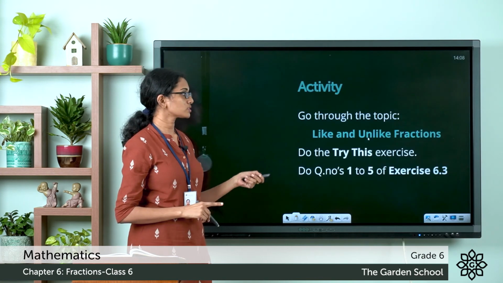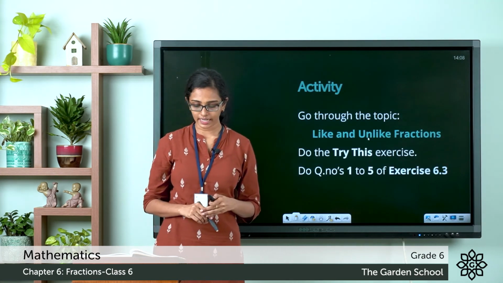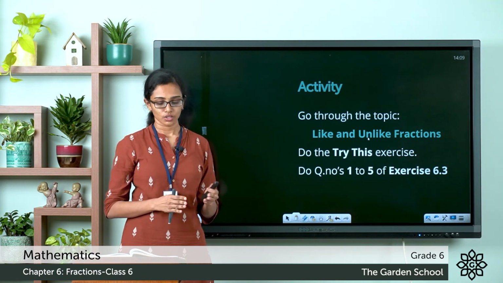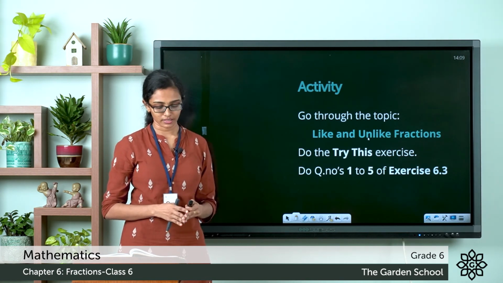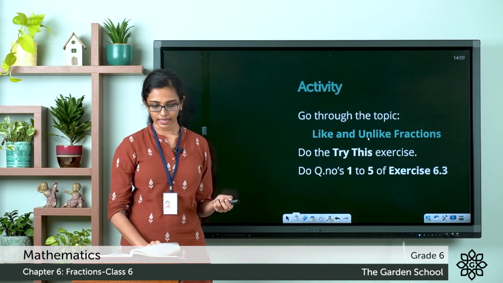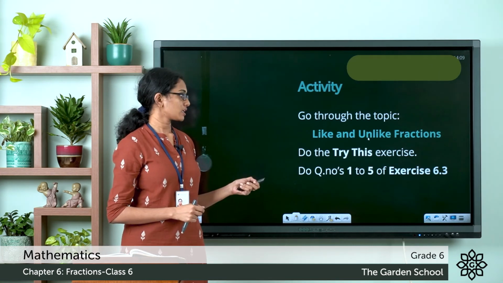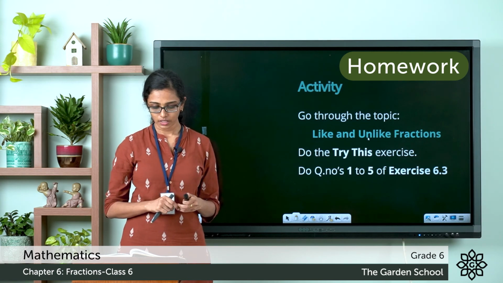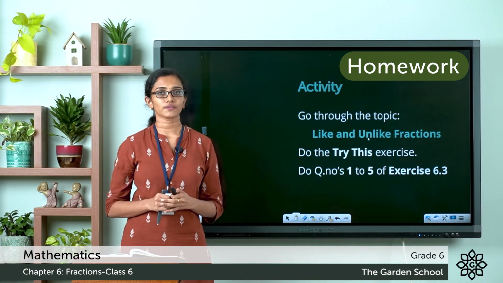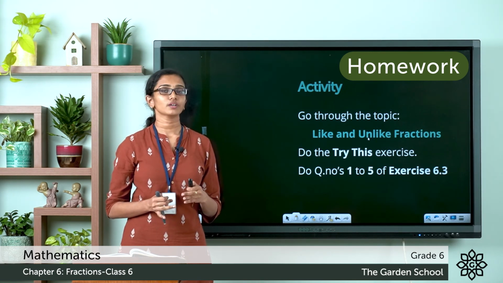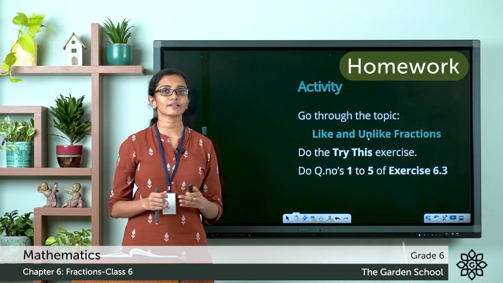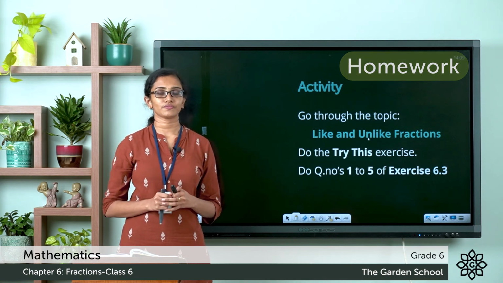Now you have to go through this topic once again, that is like and unlike fractions, and there is a subheading, comparison of fractions. So you have to go through these two topics from your textbook. This is given through pages 84, 85 and 86, and you have to try this exercise. Then you have to complete the first 5 questions of exercise 6.3. That is question number 1, 2, 3, 4 and 5. So once you are done, you can take a picture and send this through Microsoft Teams.